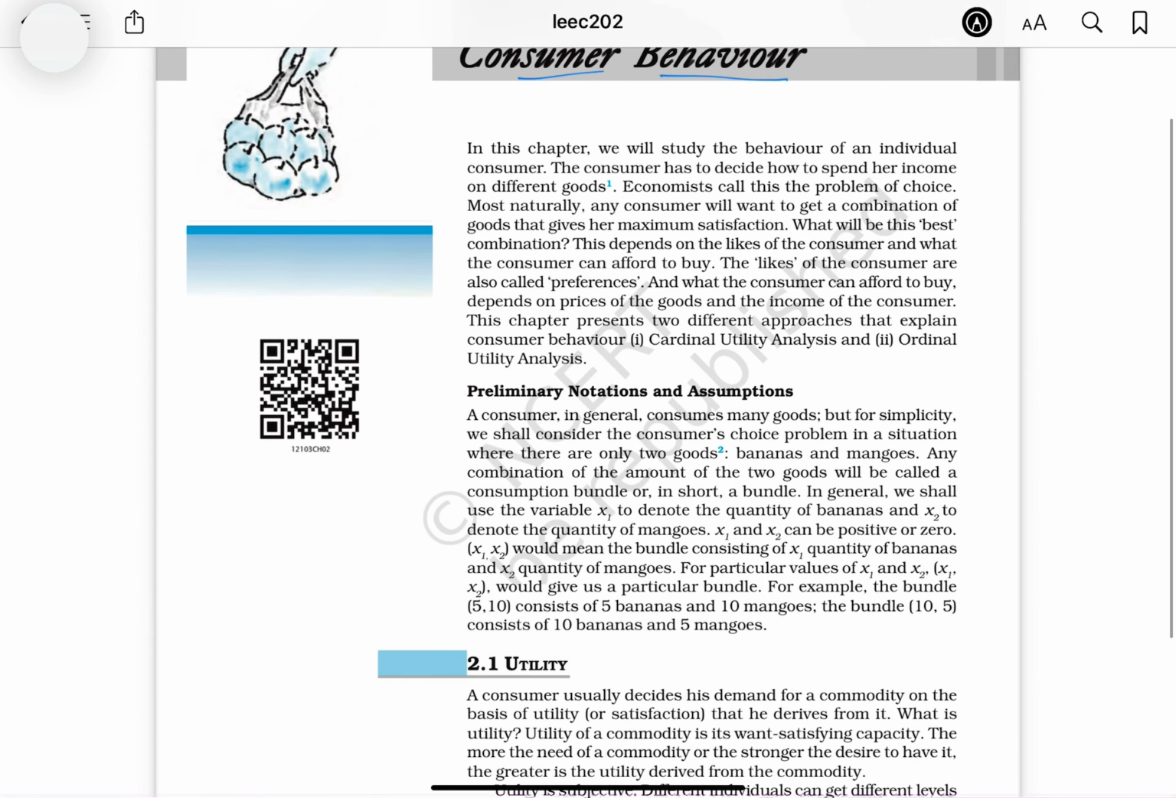Primary notations and assumptions. A consumer in general consumes many goods, but for simplicity, we shall consider the consumer's choice problem in a situation where there are only two goods, bananas and mangoes. Any combination of the amount of the two goods will be called a consumption bundle, or in short, a bundle. In general, we shall use the variable x1 to denote the quantity of bananas and x2 to denote the quantity of mangoes. x1, x2 can be positive or 0.